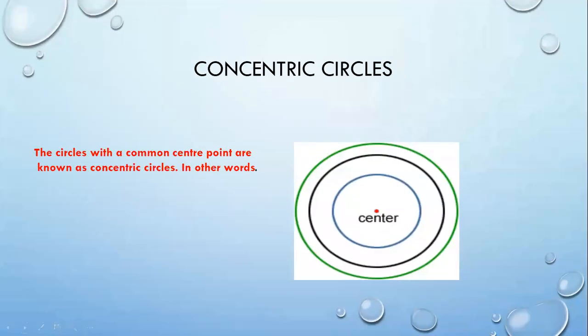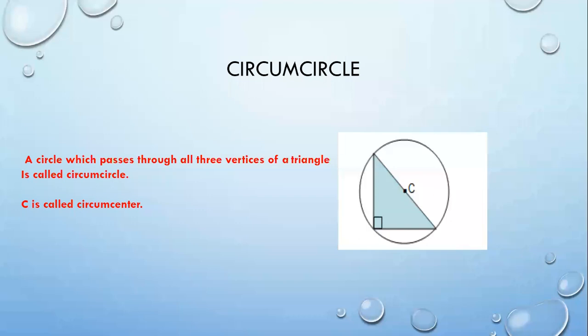Then the next one is concentric circles. Concentric circles means there are many circles, but the center point is common. The circles with a common center point are known as concentric circles. Okay.